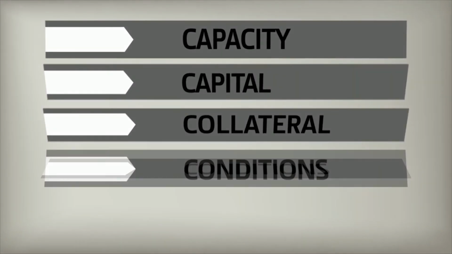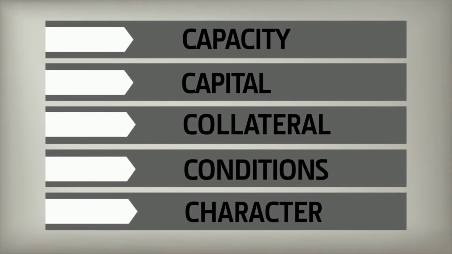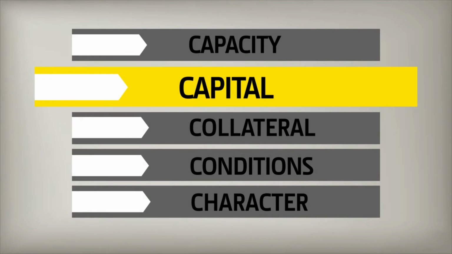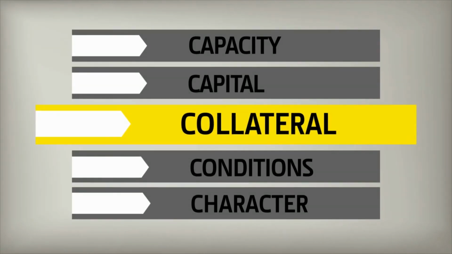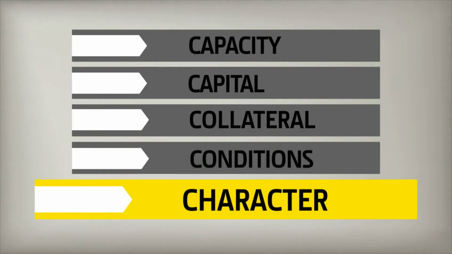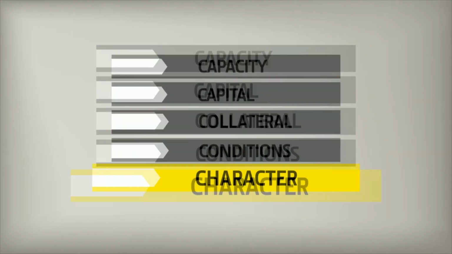The 5 components that make up a credit analysis help the lender understand the owner and the business and determine creditworthiness. By knowing each of the 5 C's, you will have a better understanding of what is needed and how to prepare for the loan application process.